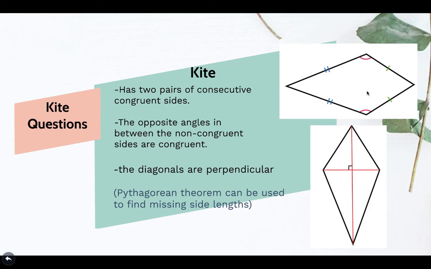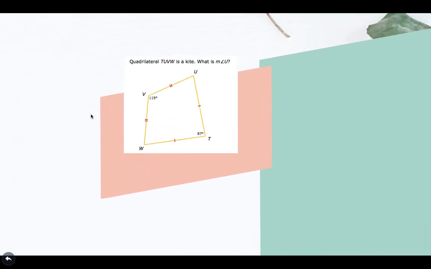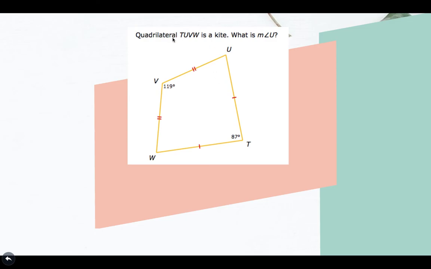And then the diagonals, if we were to draw the diagonals like down here, we see that they are perpendicular to each other. And remember, whenever we see this 90-degree angle and we create these four right triangles, we know that in some problems we might need to use the Pythagorean theorem to find missing side lengths. Let's take a look at some kite questions that you might see.